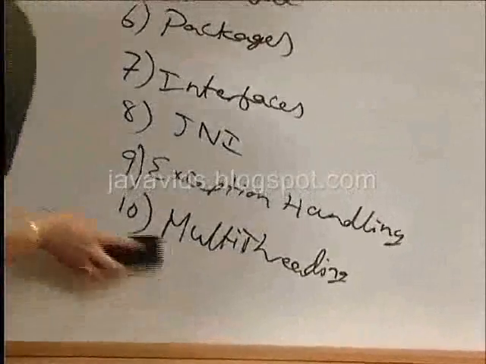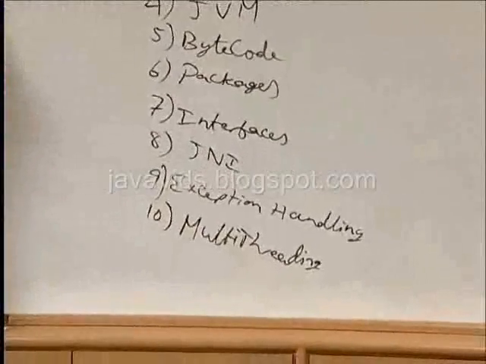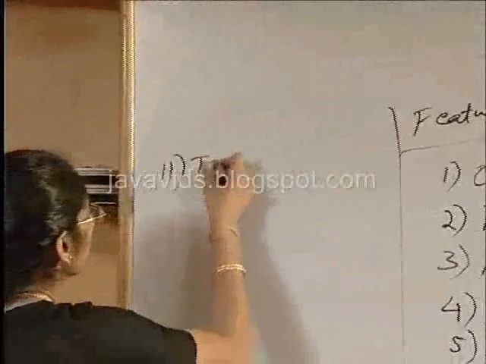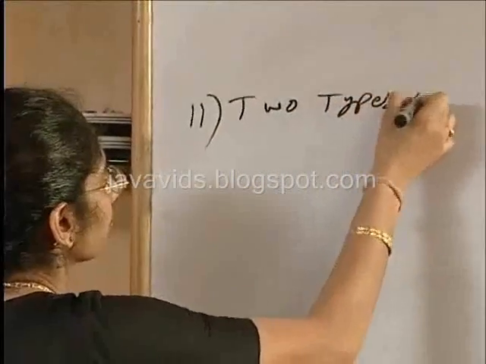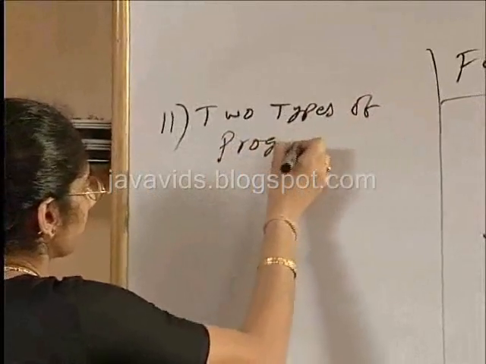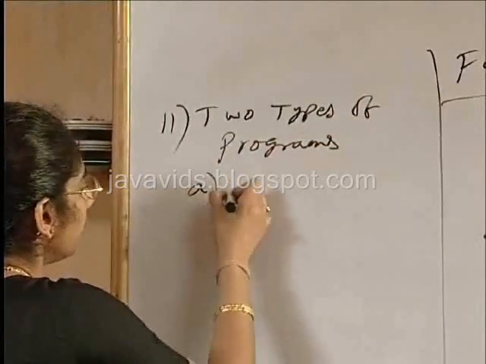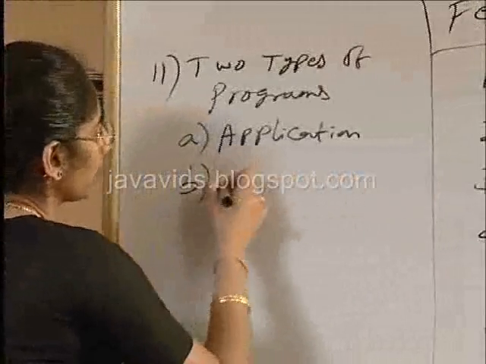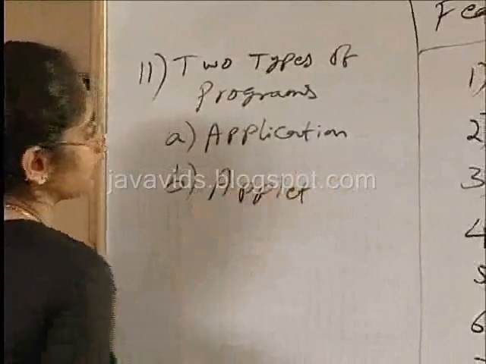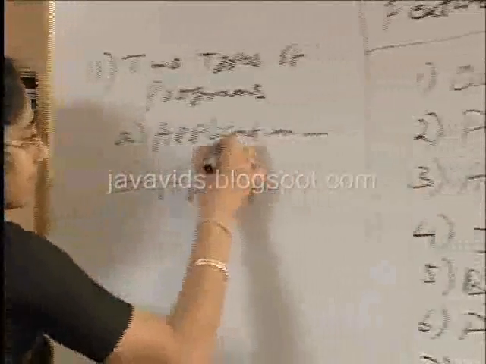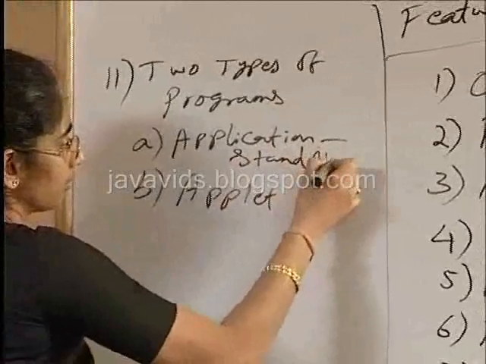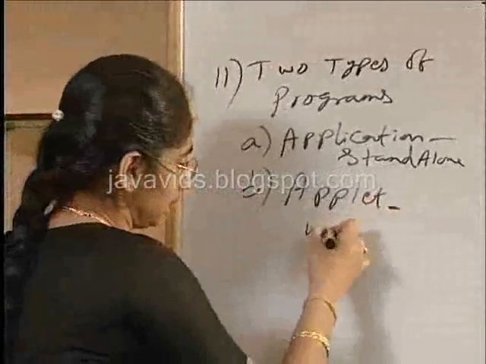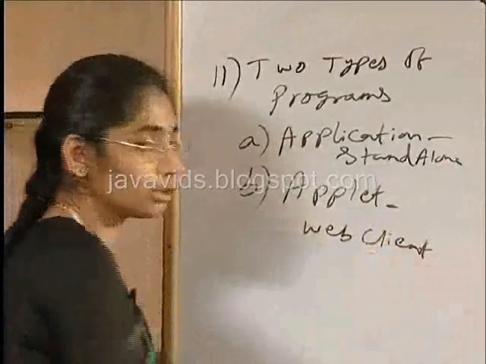Then of course we have two types of programs that we can write here. One is called an application program. This is in terms of a client program. And the other is an applet program. An application program is a standalone program, whereas an applet is a web client. So it runs on the browser.